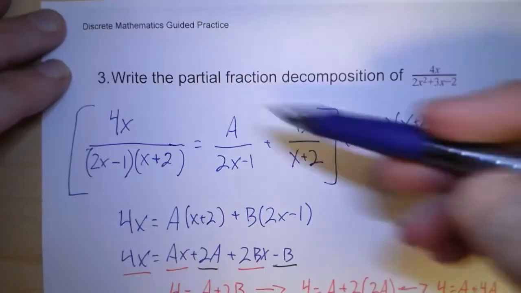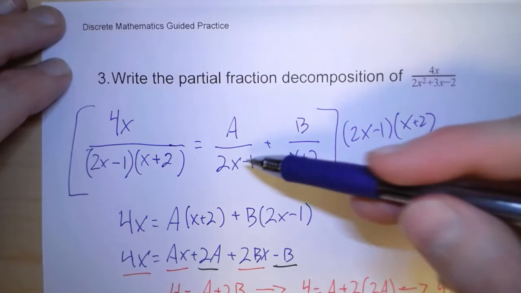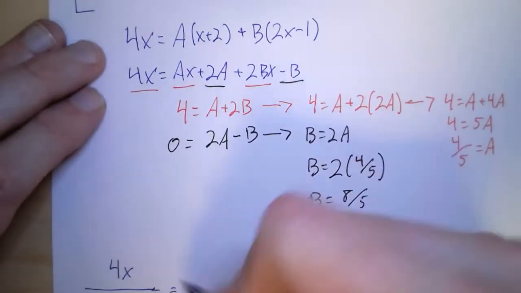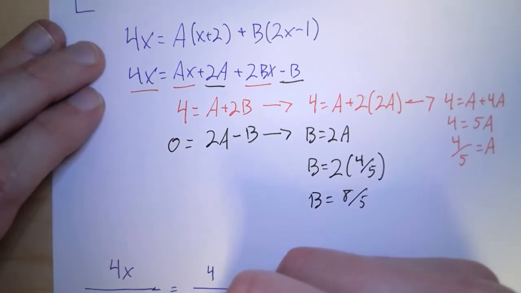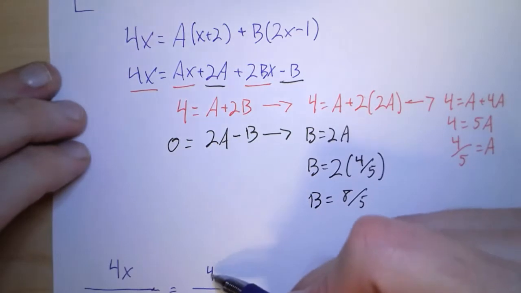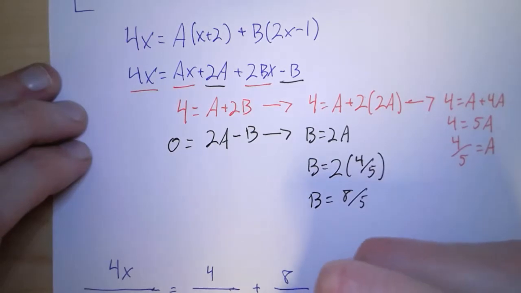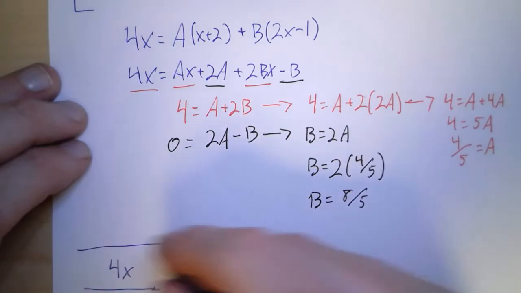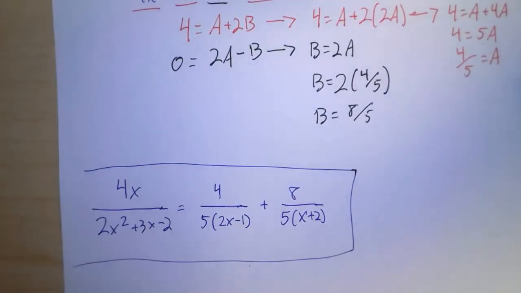So instead of putting 4/5 up here, what I'm going to do is I'm going to put a 4 up here and then multiply this denominator by 5. So 4 over 5 times the quantity 2x minus 1. Now I'm not going to distribute it in so you can still see the 4/5 at work here. And then 8/5, I'm going to do the same thing. We're going to do x plus 2. And so here is our partial fraction decomposition for this one.